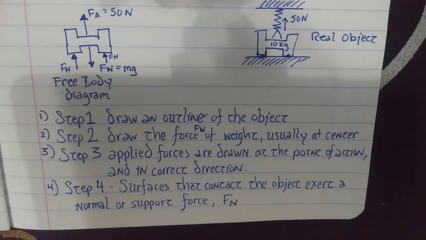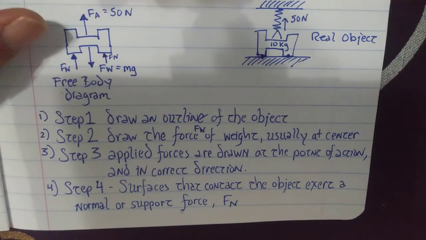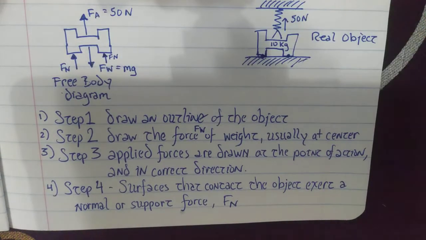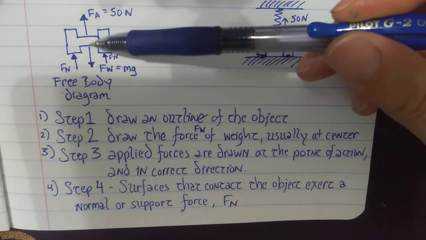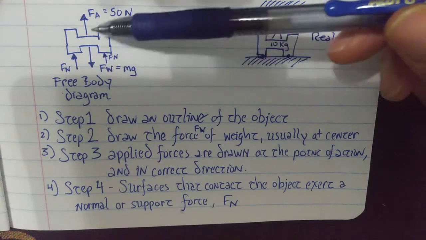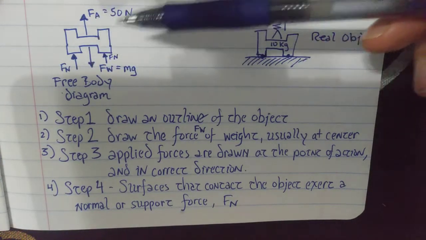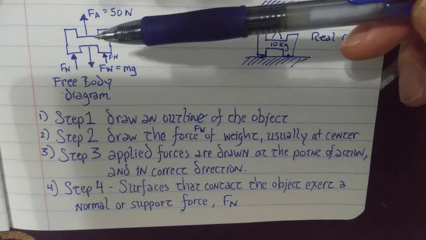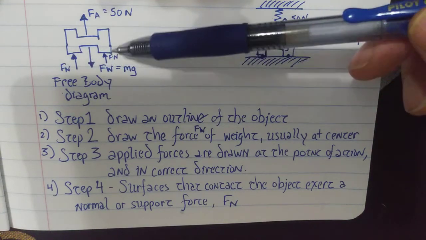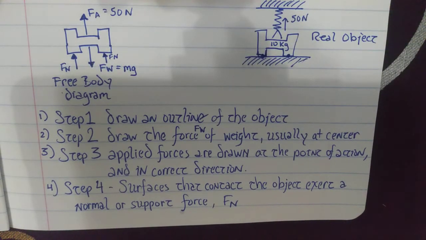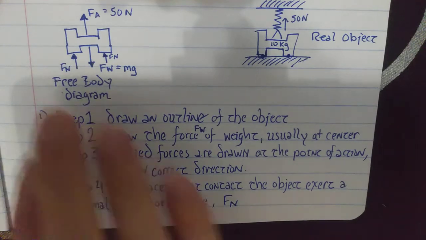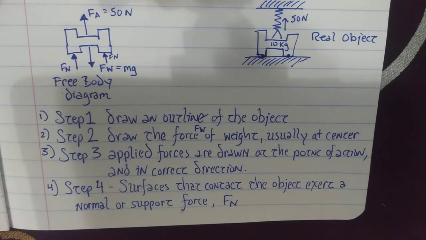Yeah, so every object is going to have a variation of these. Any object with mass is going to have a weight coming down. Then you could draw the applied forces, the ones that are pushing or pulling on the object. And then we have support forces, wherever the object is in contact with a surface, a ground, or a wall or something. Let's see what's next.